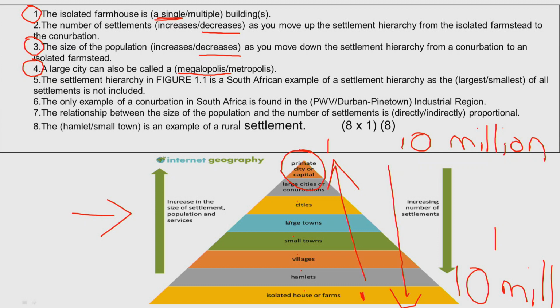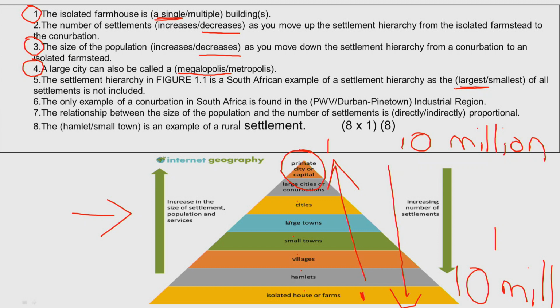Question number 5, do we have an example in a South African situation of one of these? To be honest with you, I think South Africa has metropolises, and the question reads, it's an example of the largest one that's not included. Let me just make sure of that one. Yes, that would be correct. The name is not at the top here. Right, 3 more to go.